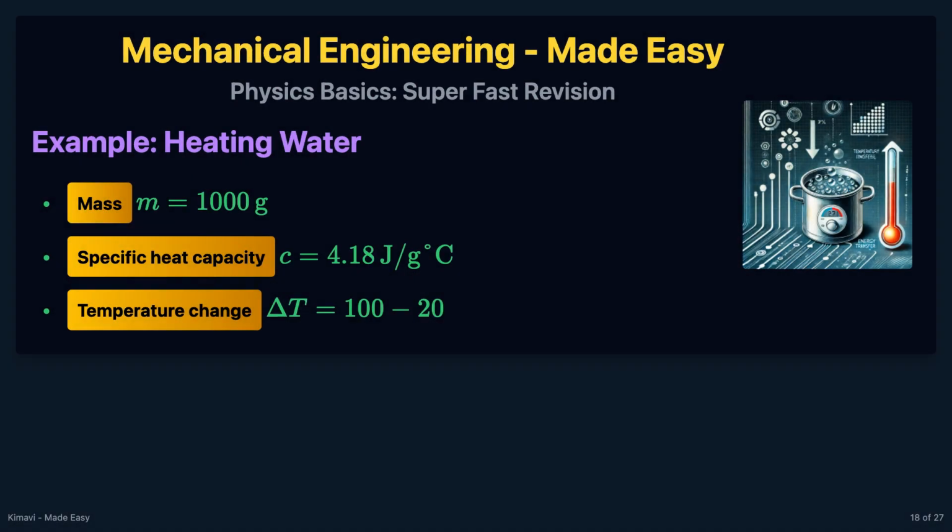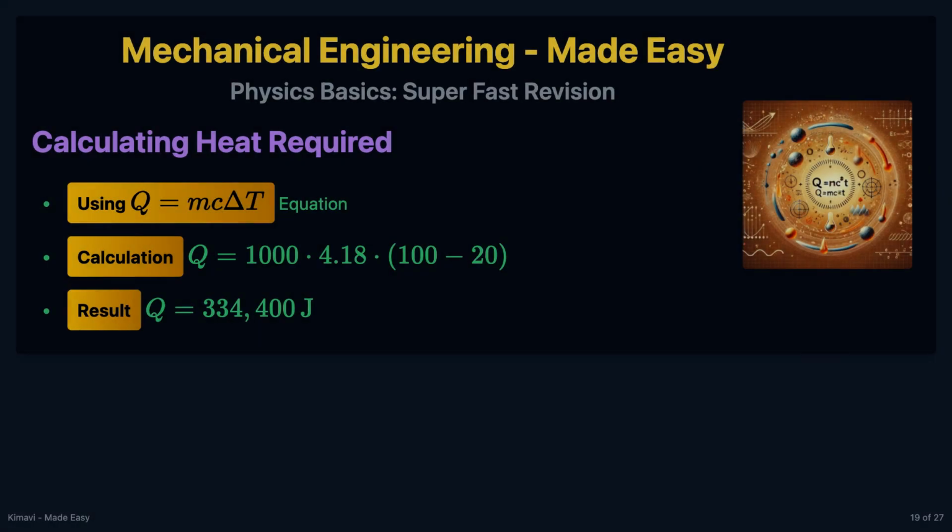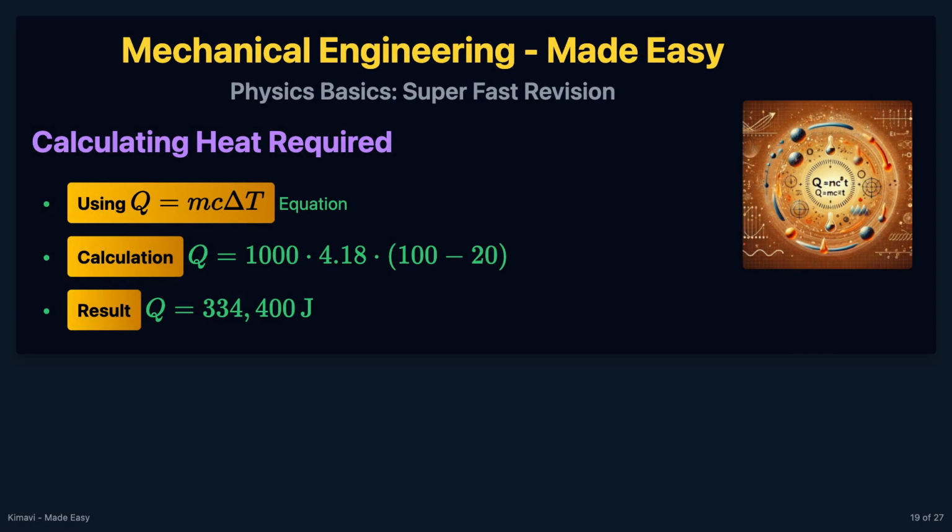Consider heating 1 kilogram of water from 20 degrees Celsius to 100 degrees Celsius. The specific heat capacity of water is 4.18 joules per gram per degree Celsius. The heat required is given by the equation Q equals mc delta T, where m is the mass, c is the specific heat capacity, and delta T is the change in temperature. Substituting the values, we get Q equals 1000 times 4.18 times (100 minus 20), which simplifies to 334,400 joules.